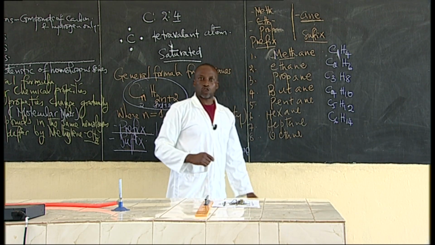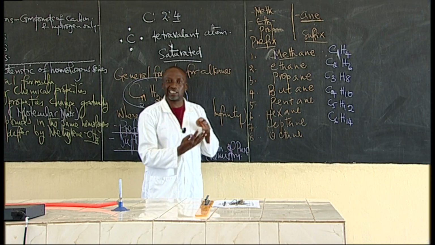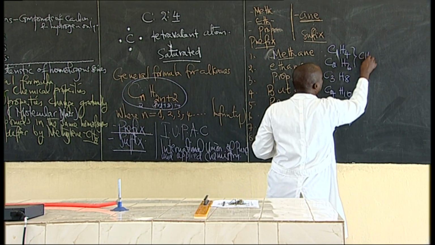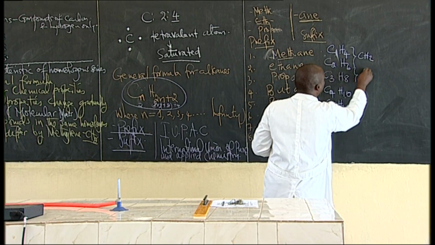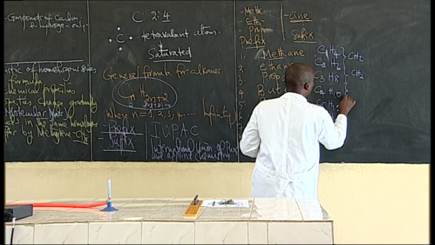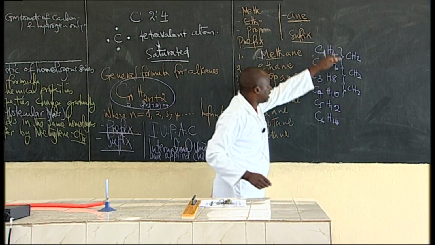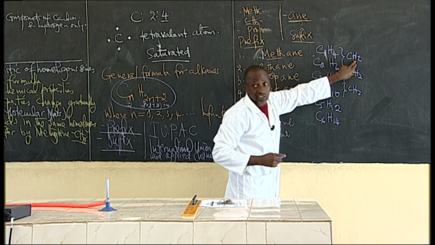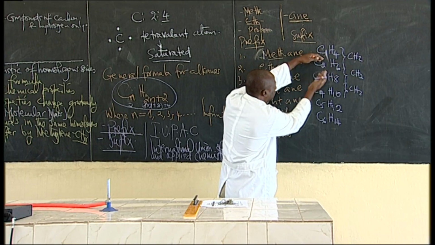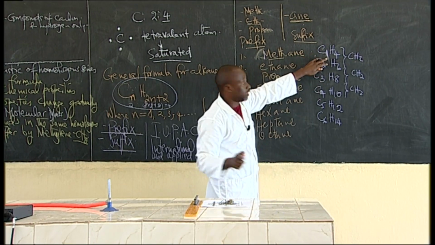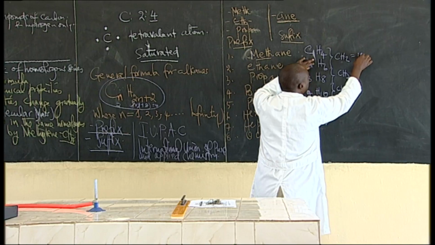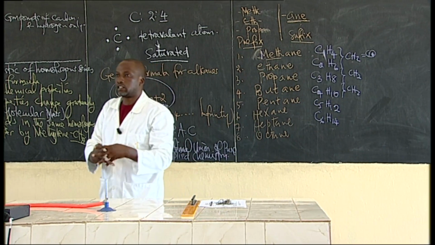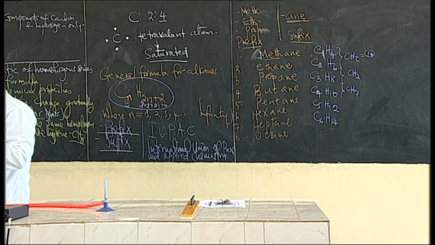C6H14. So we said as you move down, there is a gradual difference of CH2. This here you have CH2. You have CH2. I mean the difference from this one and this, you find it is CH2. The difference from this and this is CH2. This CH2 is equivalent to 14. So there is a difference of 14 as the molecular mass. That is the methylene group.